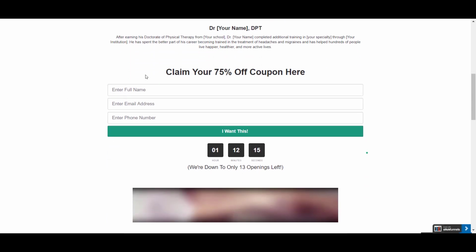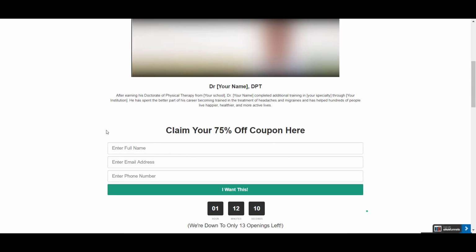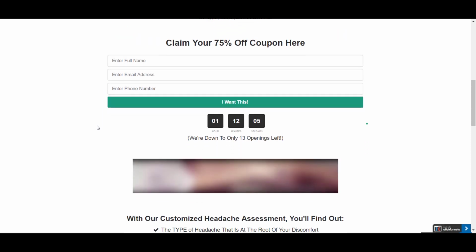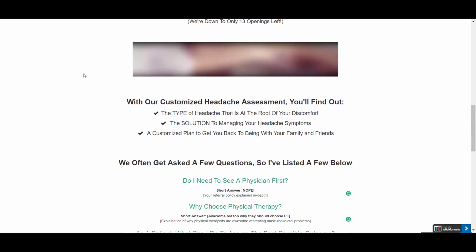And then again, here's our opt-in, and this button just jumps down to our opt-in. We're asking people for their name, email, and phone number. We're giving a countdown for how long it's available. I can't remember if we set this at something like an hour and 15 minutes, or if it was set to a specific end date, more than likely when we were finishing out the campaign. And then here's what you're going to get with your assessment. You're going to find out 3 different things: the type of headache, the solution, and a customized plan.